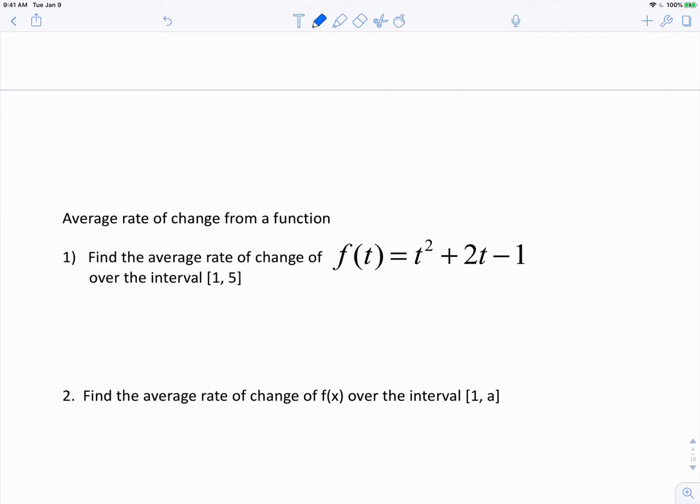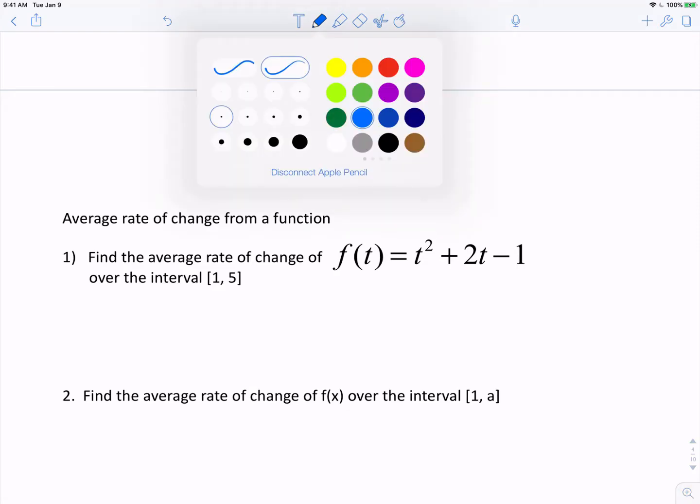Find the average rate of change for this function, f of t equals t squared plus 2t minus 1, over the interval from 1 to 5.